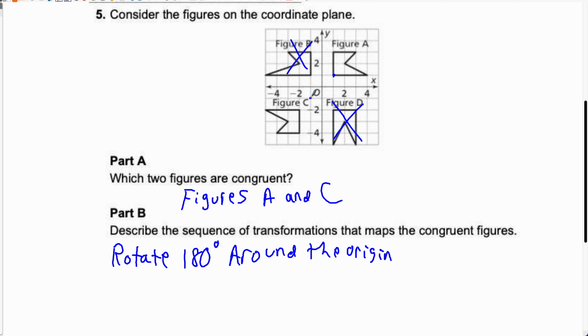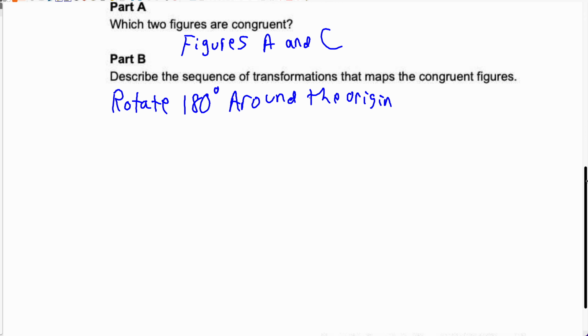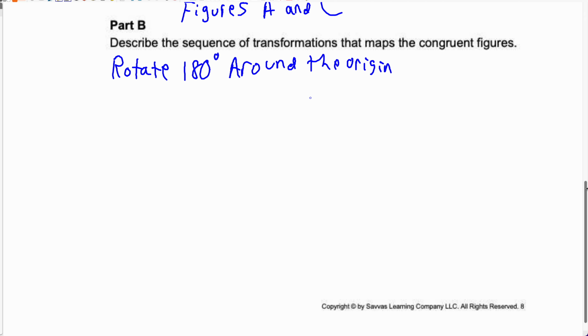Okay, so I'm going to move this up here. We don't need to see the picture anymore so I can write better. So then translate down one, not right. I started to say right one, but what I meant was left one. Almost blew it.